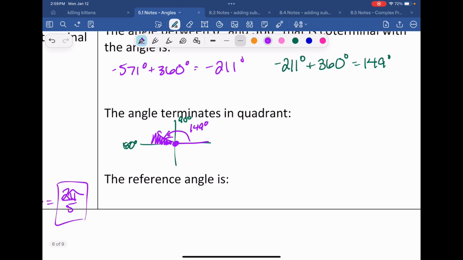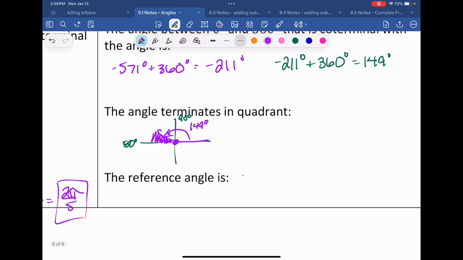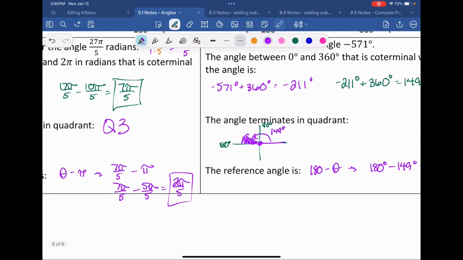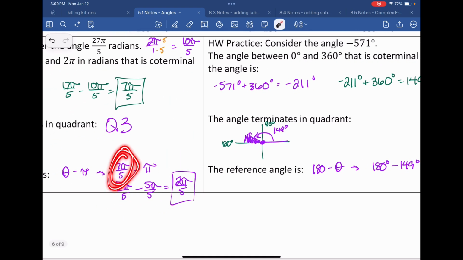All right, since it's in quadrant 2, this is 180 minus your angle. So it's going to be 180 degrees minus 149 degrees, which is 31 degrees. And I want you to notice that when I found the reference angle, I used the coterminal angle that was between 0 and 2 pi, or between 0 and 360.